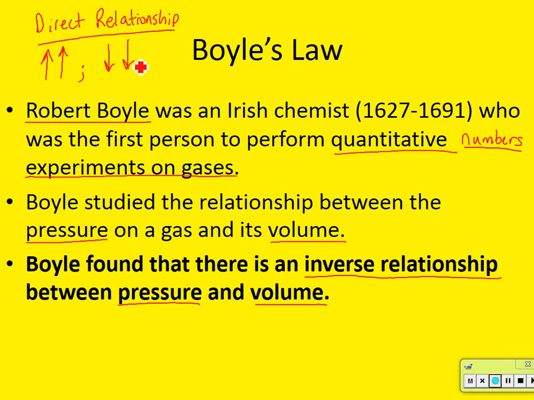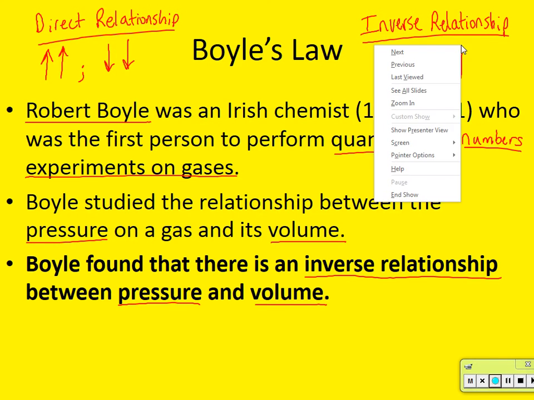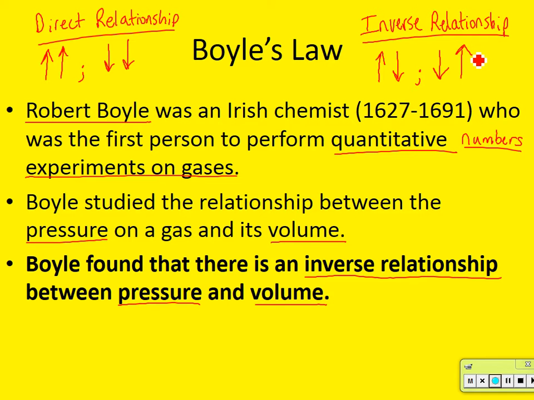Now, with Boyle's law, what we're talking about is an inverse relationship. In an inverse relationship, if one variable goes up, what happens to the other one? It goes down. Well, what if we do it vice versa? What if the first variable goes down? Then the second one has to do what? Goes up. See how they're inversely related? If one goes up, the other one goes down. That's what Boyle's law is.